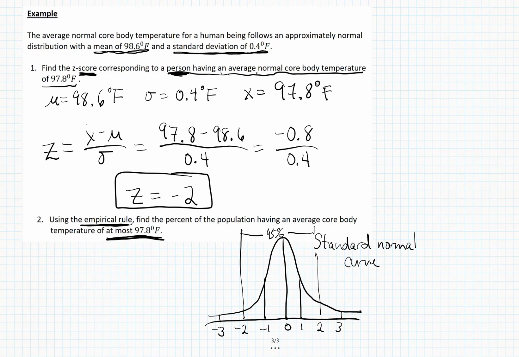So, with that in mind, we have to think about what we are actually looking for here. We're looking for, if it's at most 97.8 degrees, that means at most the z-score is -2. So that means, and I'll shade it in right here, we can just look at the values from -infinity all the way up to -2. And that'll give us the value that we're actually looking for.